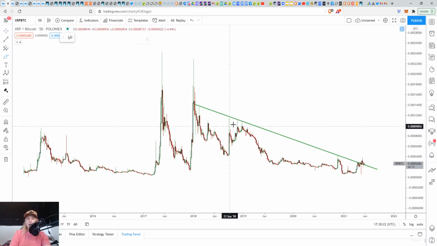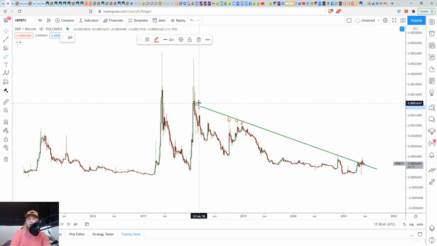So first things first, notice this resistance level that I have drawn here. I'm basically just taking the wicks of the Poloniex chart. Notice all of these wicks. I tried to just fit them as much as I could. And so what we can see here is we've had this trend line, this resistance line, right? Notice how every single time price wicks up and hits this, we get rejected. And this has happened a number of different times throughout here. Well, what we've recently done is we've had price technically break above this level.